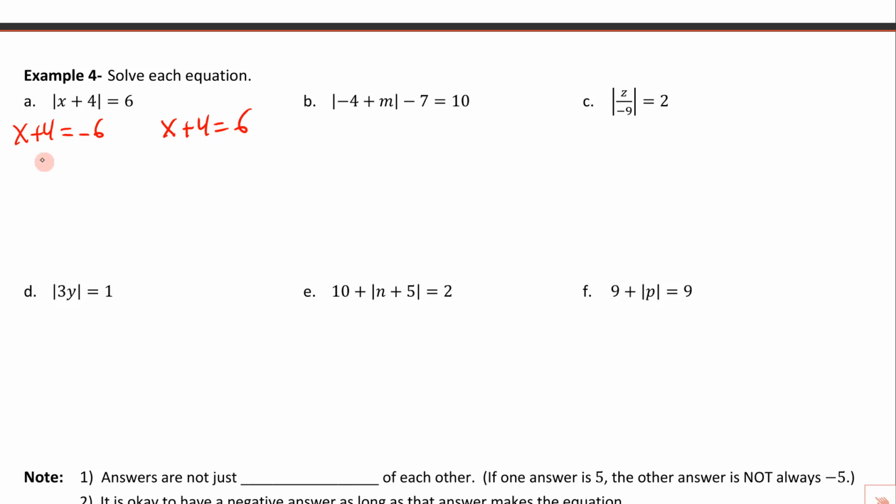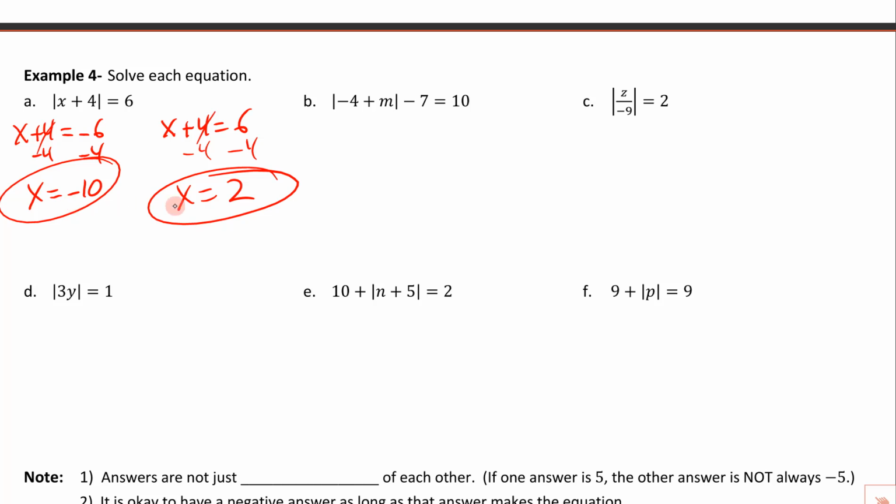So let's go ahead and solve this. I'm going to subtract 4 here. We're going to get x equals negative 10. Whoops. Write that correctly, negative 10. I'm going to subtract 4 here. Nice thing is we're solving both of these the same way, so we end up with a 2. So we get two completely different answers. If we plug both of those in, they would make the equation true.